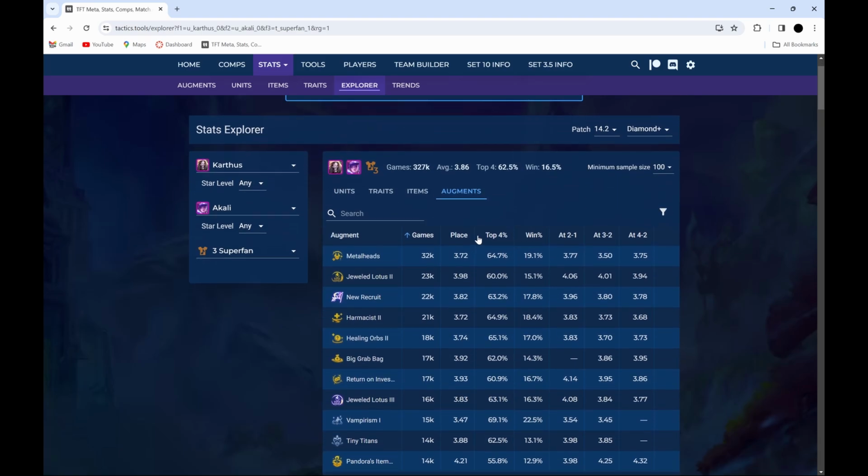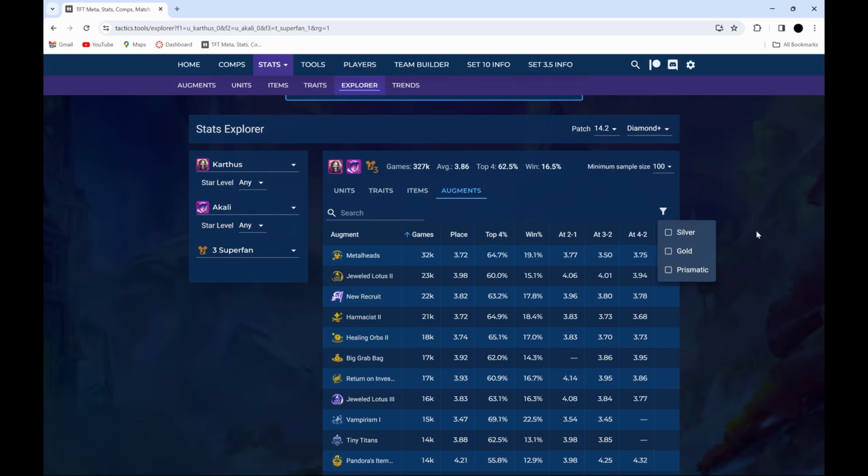Just like this, if you click on the Augments tab over here, we can see, similarly to the general augments but more specific for the Karthus Akali comp, augments again in 2-1, 3-2, and 4-2. We can also sort by silver, gold, and prismatic.